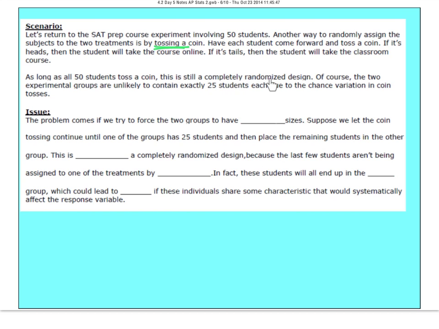It's actually okay. Of course, the two experimental groups are unlikely to contain 25 students each due to chance variation of the coin. Maybe you're going to have 26 in one and 24 in the other, or 27 and 23, because the coin is not going to give you 50-50 heads and tails every single time. So here's the issue if you do the coin, and this is not a good method to actually use to explain, even though it does create randomness. The problem comes if we try to force two groups to have equal sizes.